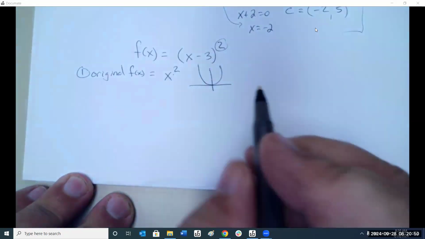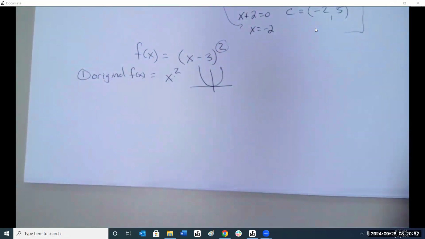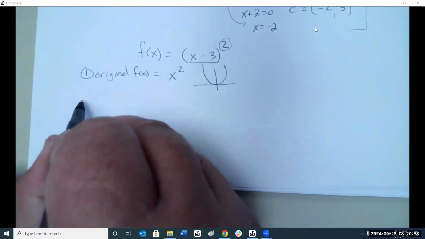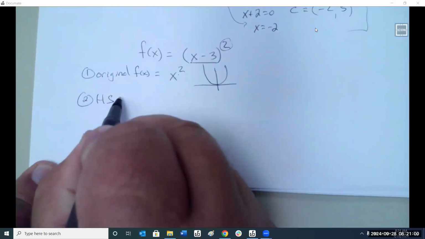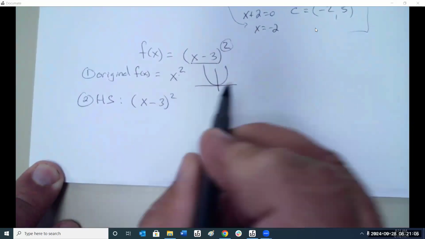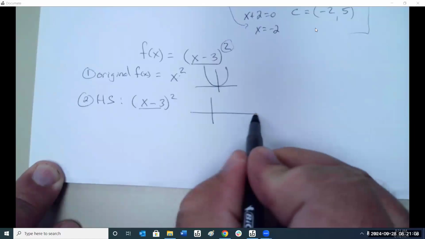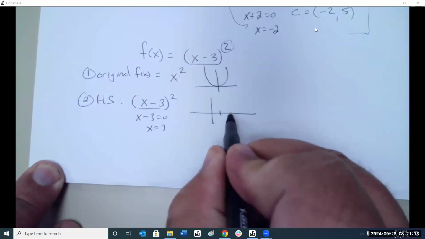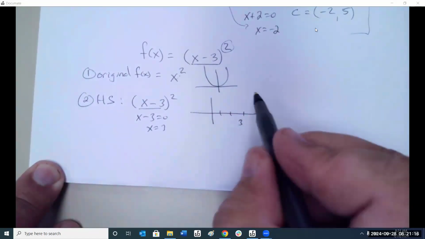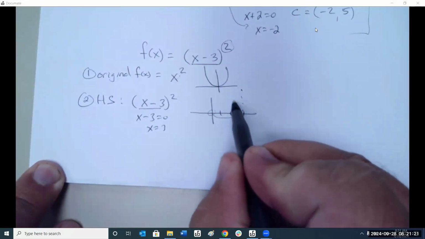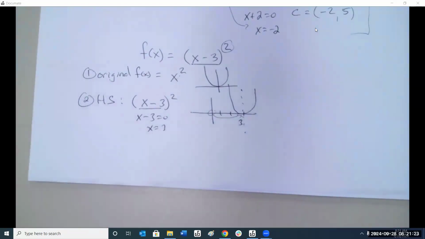So the basic function is x squared. It's a parabola. Inside the function, what does it do? Now we look at, are there any horizontal shifts? Inside the parentheses, we have an x minus 3. What that means is, if I set it equal to 0, I get x equals 3. That means my origin shifts 3 spaces to the right. So there's my new origin. I shifted from here to there. So my graph looks the same, but shifted to the right. It's a horizontal shift 3 to the right.